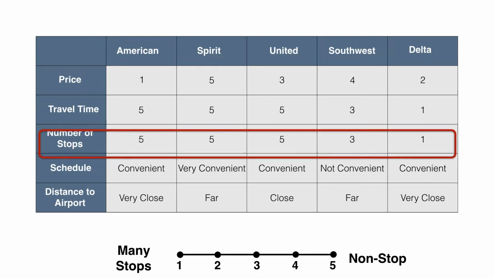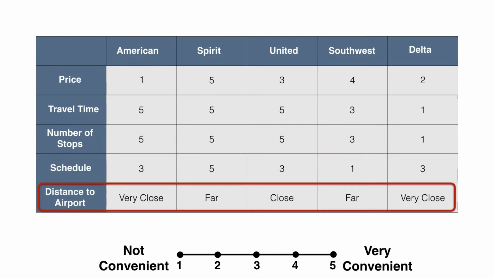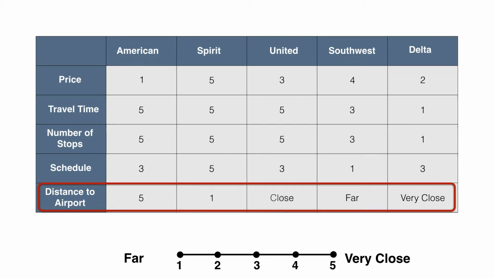For schedule, only Spirit gets a 5 since it's very convenient, Southwest gets a 1 since it's not convenient, and the rest get a 3. Finally, for distance to the airport, we'll give a 5 to the American and Delta flights, a 1 to Spirit and Southwest, and a 4 to United since it's close.